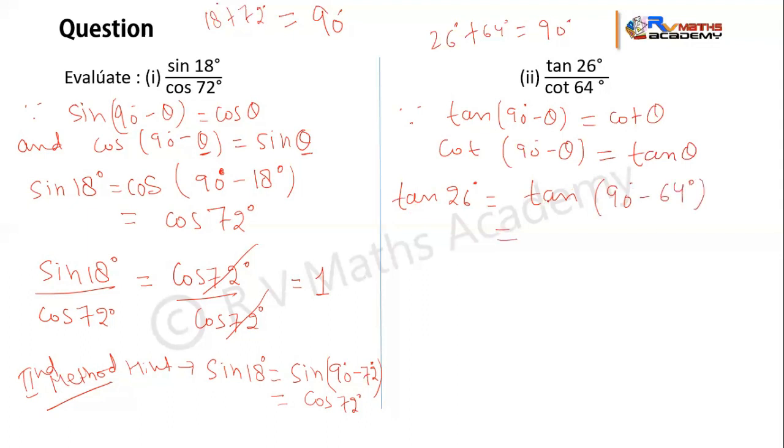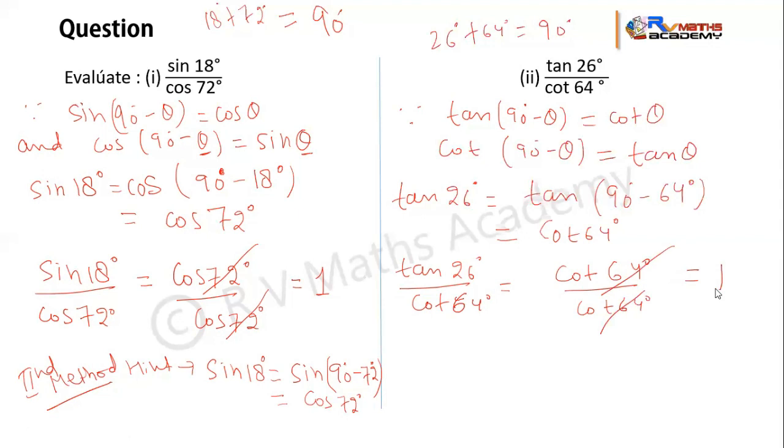Here I'm not changing the trigonometry. It's up to you. If you want to change the trigonometric ratio, you may change the trigonometric ratio, but at that time you will not change this value. You will write 26. So 90 minus 64 means cot 64 degree. So I can write tan 26 degree upon cot 64 degree is equal to, I will put the value of tan 26 degree, that is cot 64 degree upon cot 64 degree. If I cancel it, I will get 1.